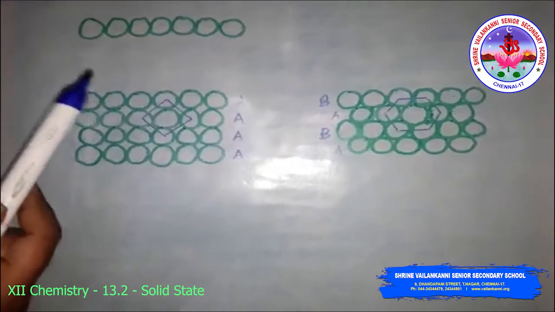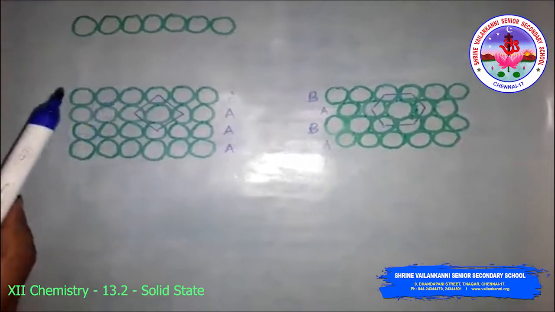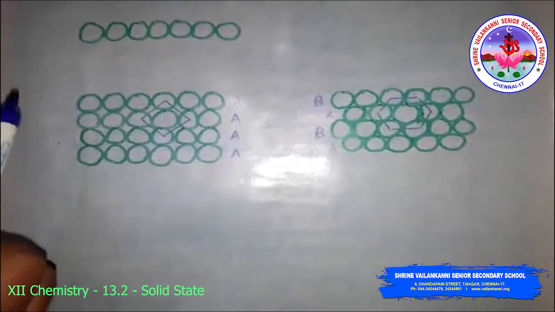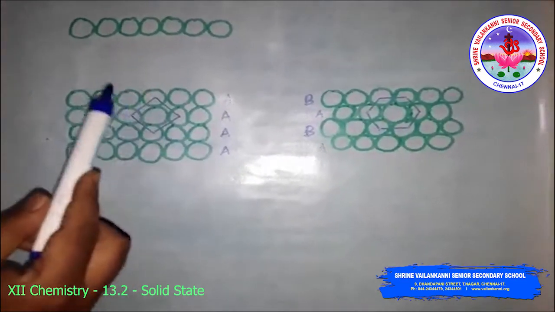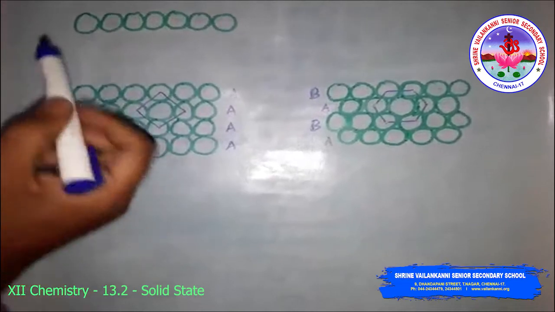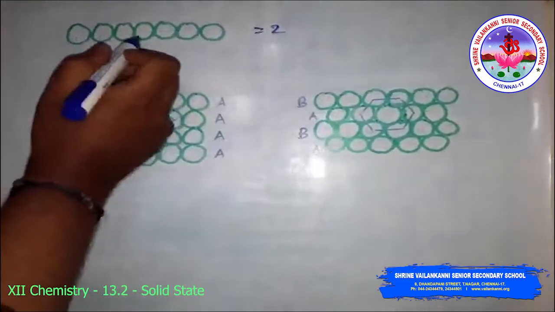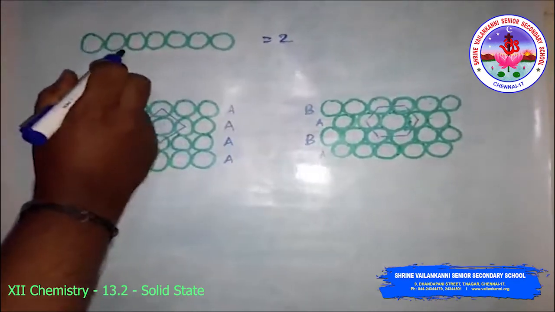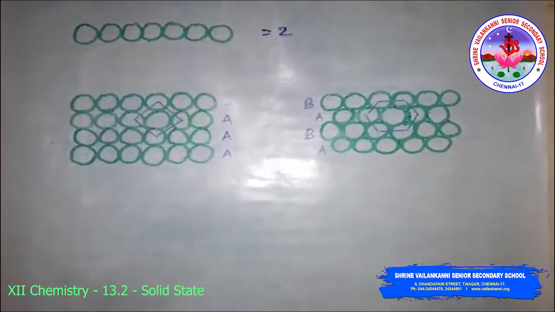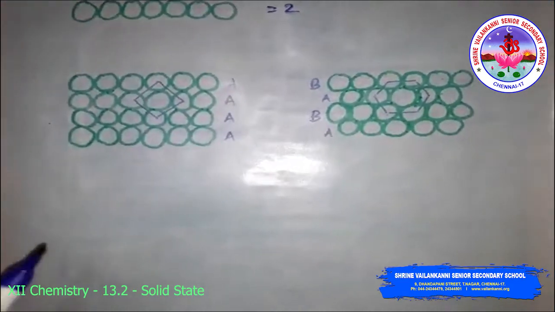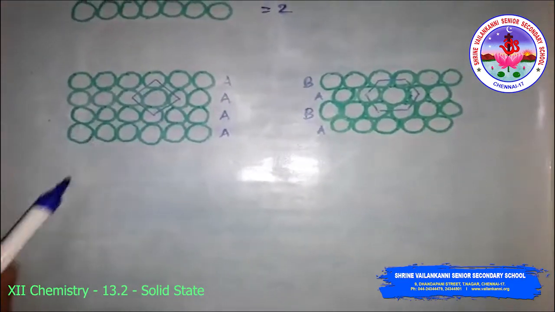The number of nearest neighbors of a particle is called the coordination number. So in the one dimensional close packed arrangement, what is the coordination number? The coordination number is 2 because of touching two neighboring atoms. So the coordination number is 2 for close packing in one dimension. Now look at close packing in two dimensions.